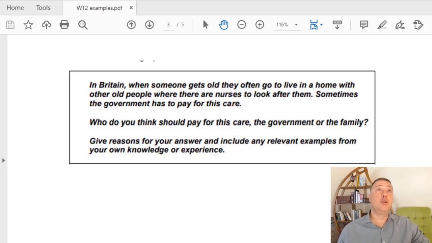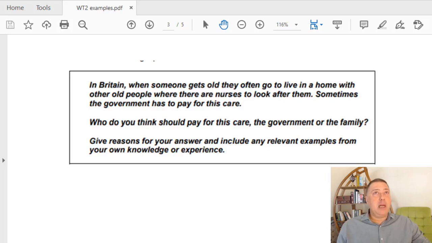So again, two reasons why it's better for the family or easier for the family to pay for the care. Or if you choose the other option, you should talk about two reasons why the government should pay for the care, or one reason why the government should and why families can't, or why it's difficult for families. So again, either of those scenarios are offering support for the opinion that you're choosing one over the other.